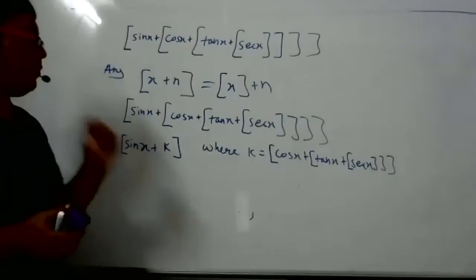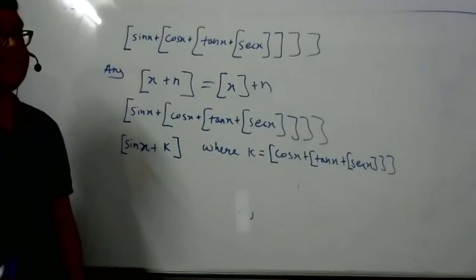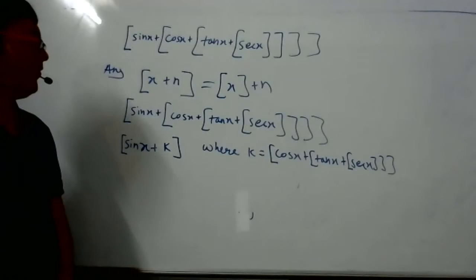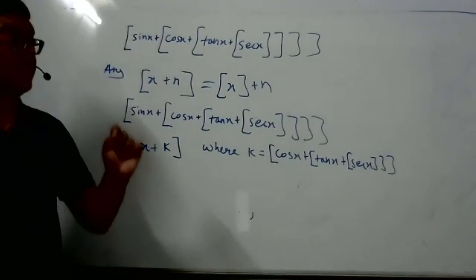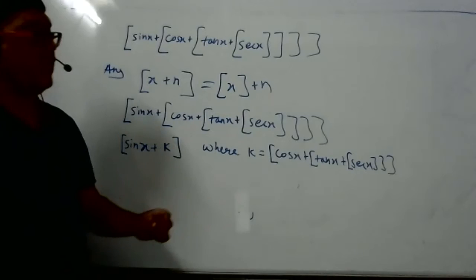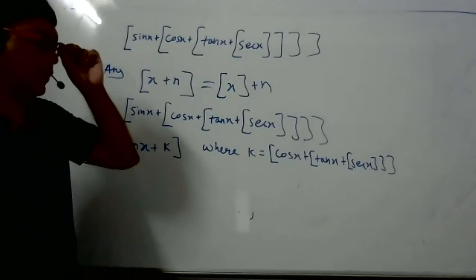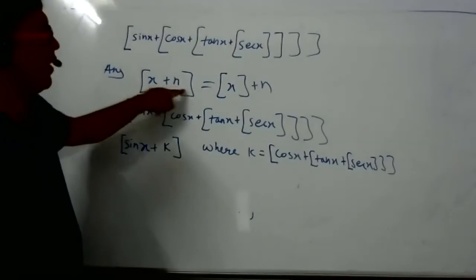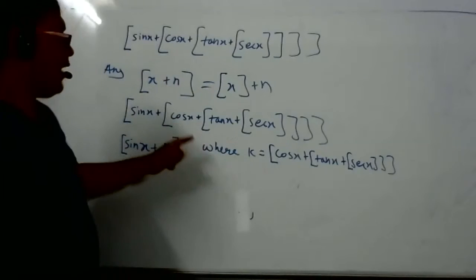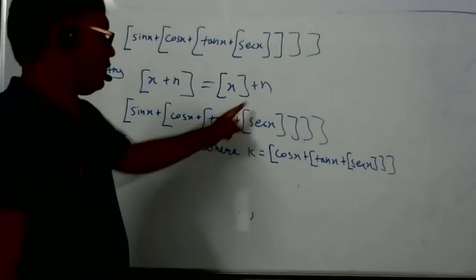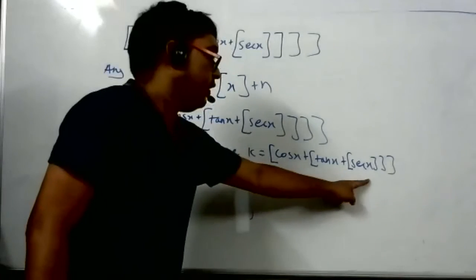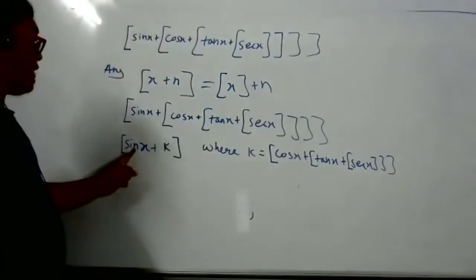In the place of bracket cos x plus bracket tan x plus bracket secant x, I wrote k. Now tell me, use your mind, is k a natural number or some decimal? Always the range of greatest integer function is an integer, not natural number. It can be negative also, and this formula will work for negative also. So the sum is an integer. It can be positive, negative. So I wrote sin x plus k.